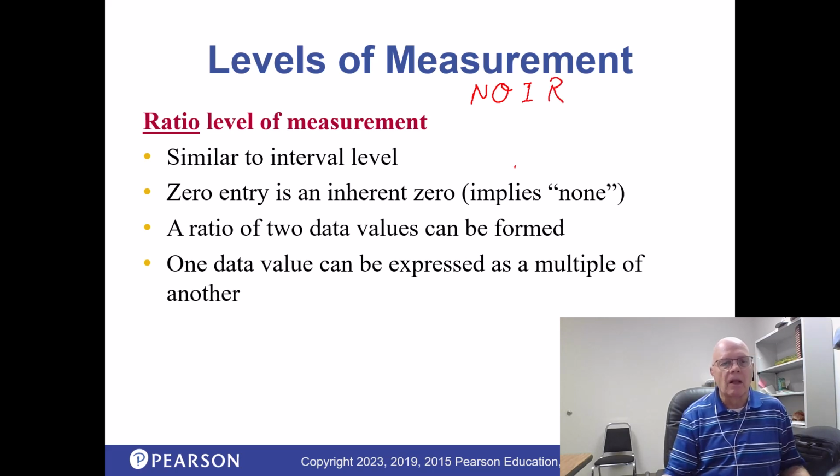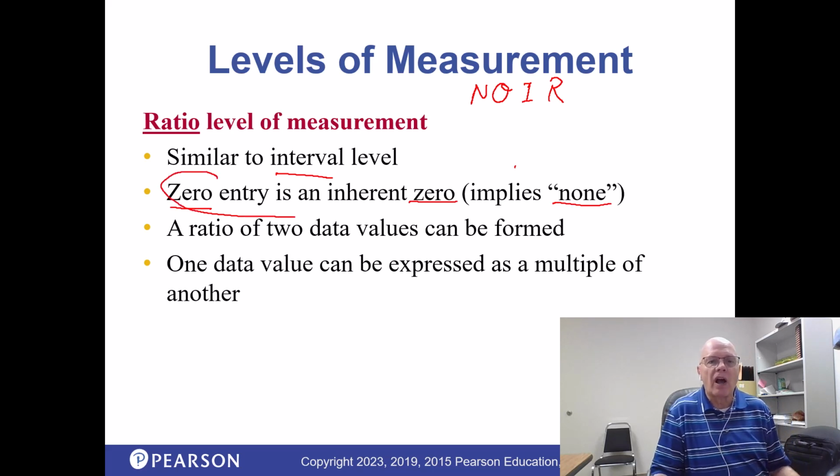Zilch. Not only that, but also you can find ratios of data values as well as the other. One can be a multiple of the other. One can be twice as much as the other, 17 times as much as the other, and you can have ratios or fractions. NOIR: nominal, ordinal, interval, ratio.